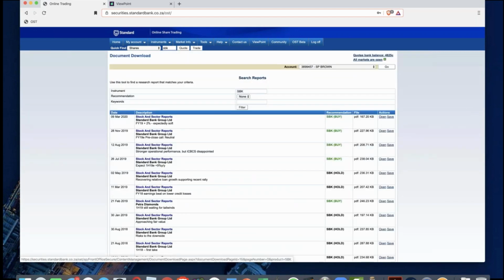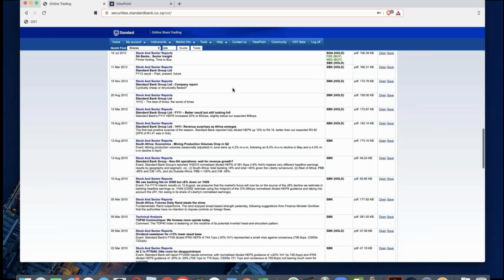Research reports. These are research reports that will be of two broad types. One will be fundamental researchers coming out of the SPG group, and they're obviously doing an analysis of it. You can read it, you can have a look-see, and there's a fair bit of history back here.